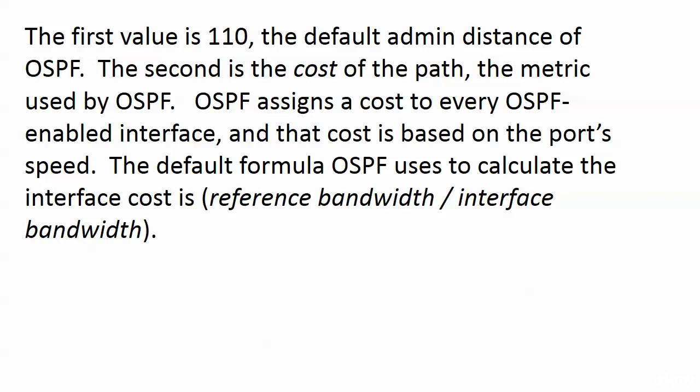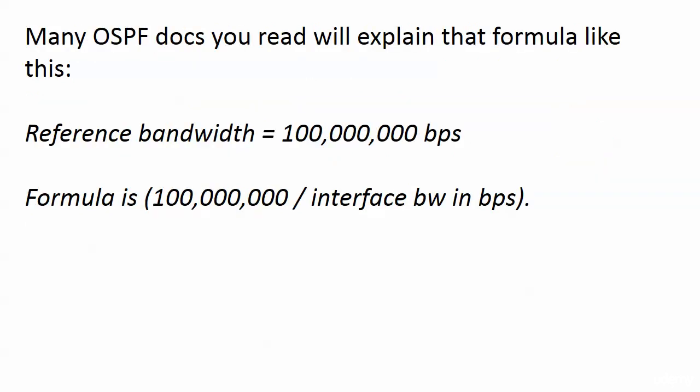That sounds familiar. Sounds like a little something we saw with STP. Now, the default formula that OSPF uses to calculate the interface cost is reference bandwidth divided by interface bandwidth. We can't really change the factors in the formula, but we can change the values in the formula. And many OSPF documents you'll read will explain that formula like this, where the reference bandwidth is 100 million bits per second, and the formula is 100 million divided by the interface bandwidth in BPS, bits per second. And there's nothing wrong with this.